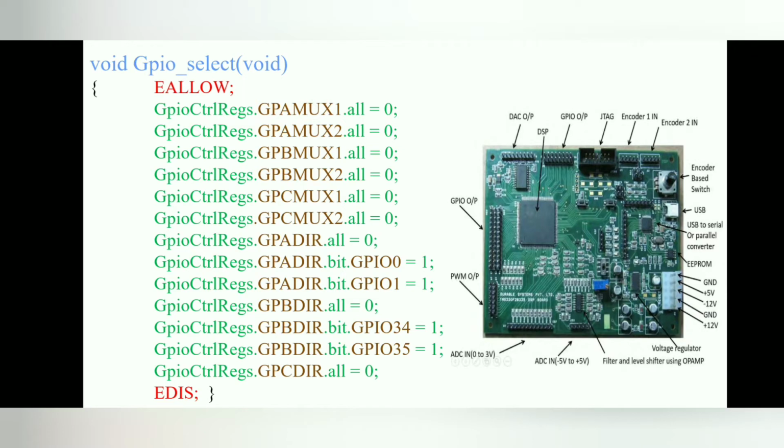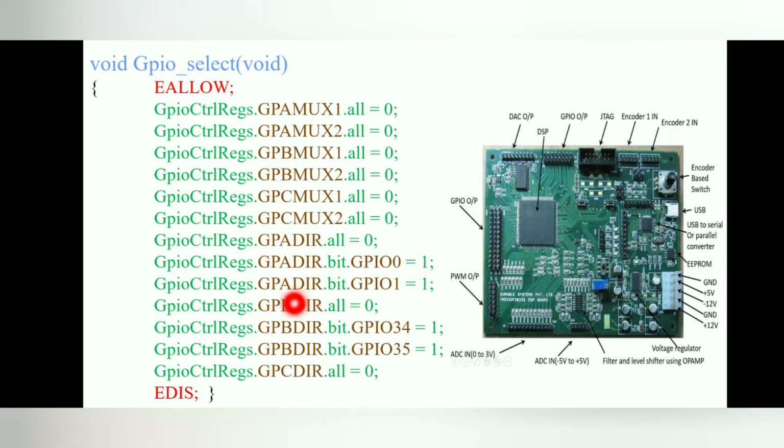Now we want to give the directions. How do we give the directions? All the GPIO pins will be connected to external LEDs, so all will be output pins. We will use GPADIR.all, and all pins of the A module will be 0. Zero means all will be input. After initializing all pins as input, we initialize pin number 0 and pin number 1 as output pins.